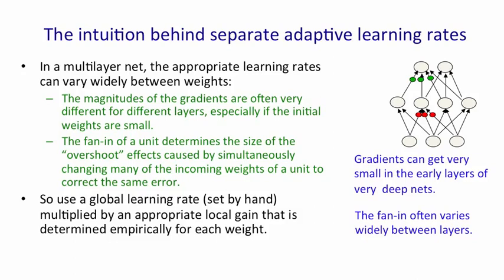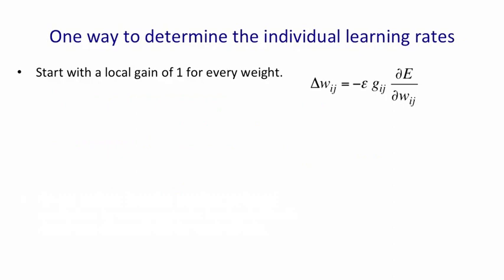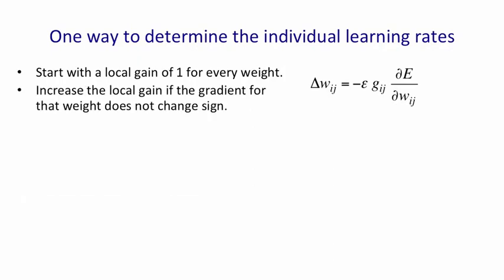So the idea is that we're going to use a global learning rate, which we set by hand, and then we're going to multiply it by a local gain that's determined empirically for each weight. A simple way to determine what those local gains should be is to start with a local gain of 1 for every weight, so that initially we're going to change the weight w_ij by the learning rate times the gain of 1, g_ij, times the error derivative for that weight. Then we're going to adapt g_ij.